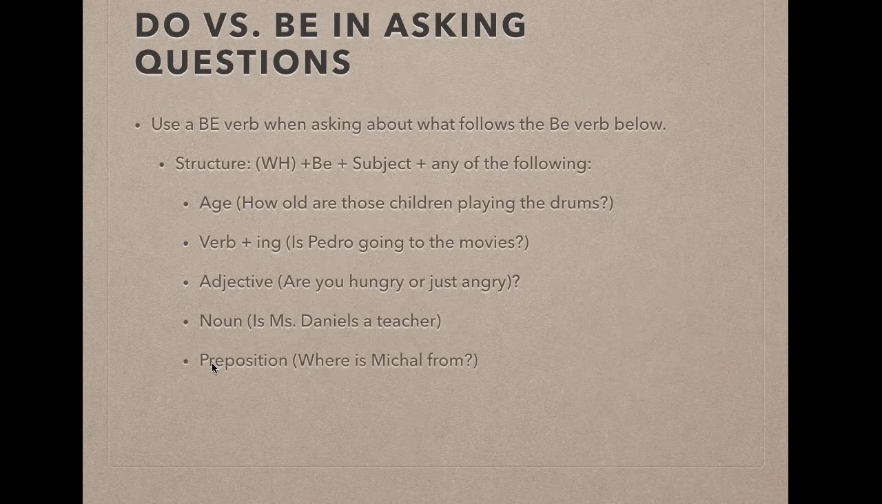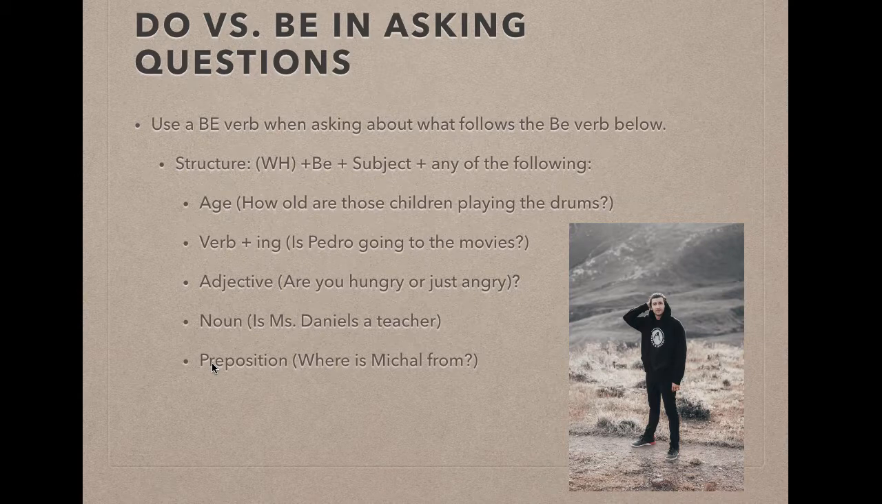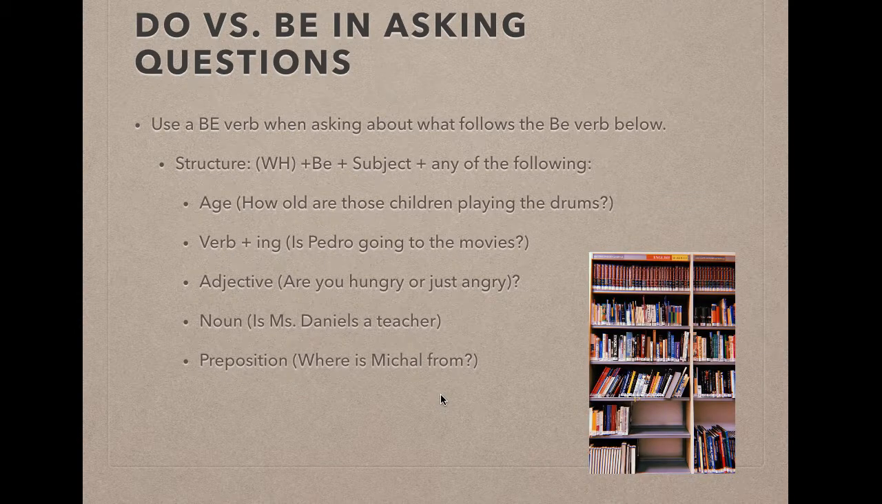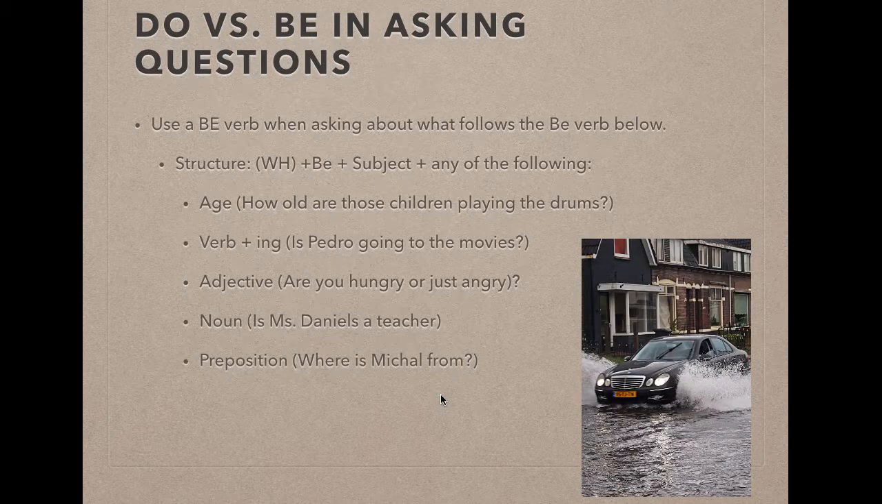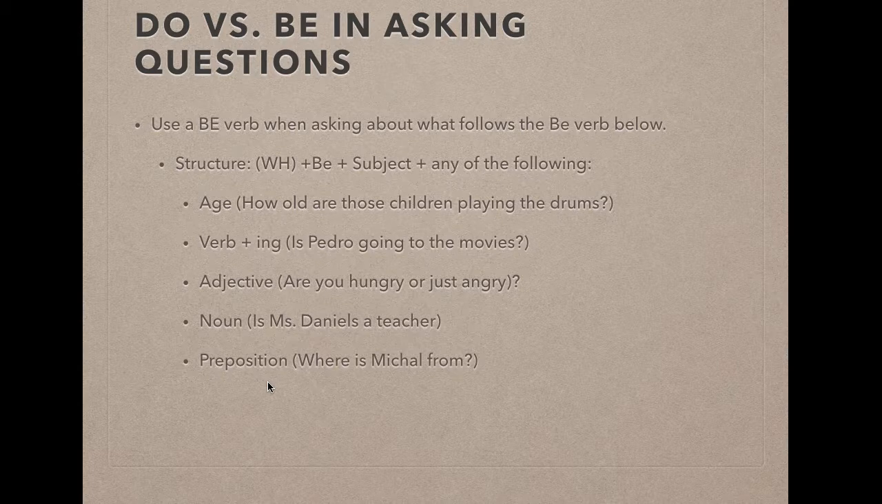Okay. If you have a preposition, where is Michael from? From is the preposition here, see? Now here I'm deciding to ask a WH question. Remember, it's optional, but in this case I'm going to ask a location. So there's my WH question. There's my be verb. There's my subject. There's my preposition. Where's Michael from? Where's the book at? Where are you driving to? So anytime I use a preposition, I'm going to use the be verb. Okay? When asking a question.